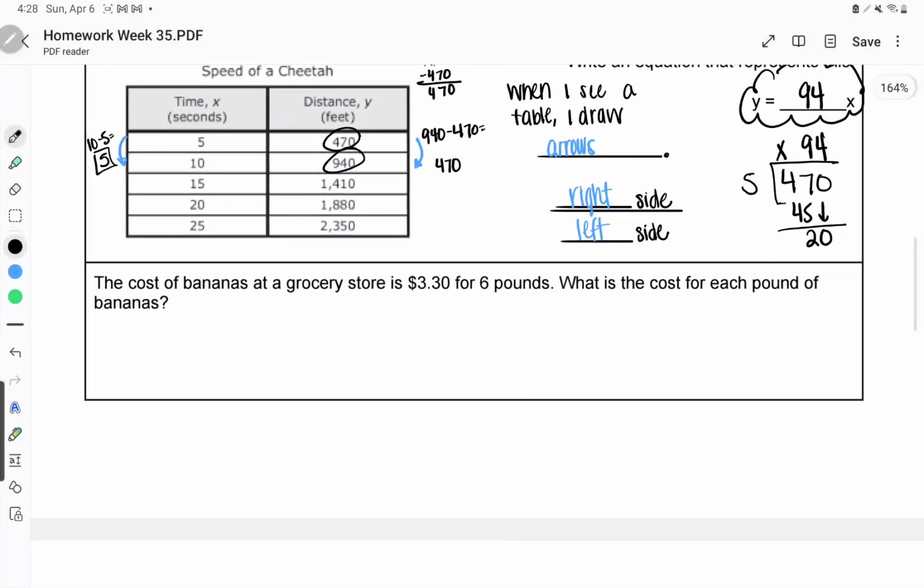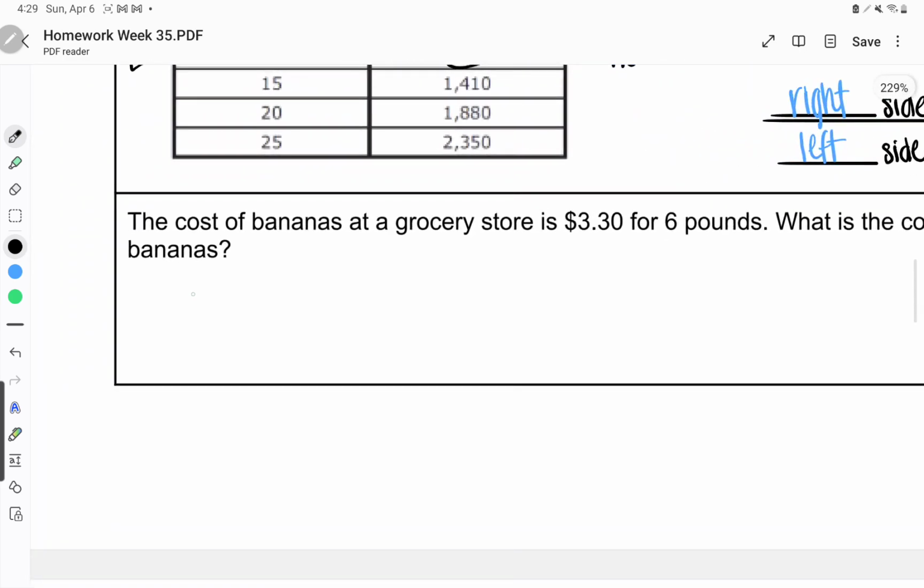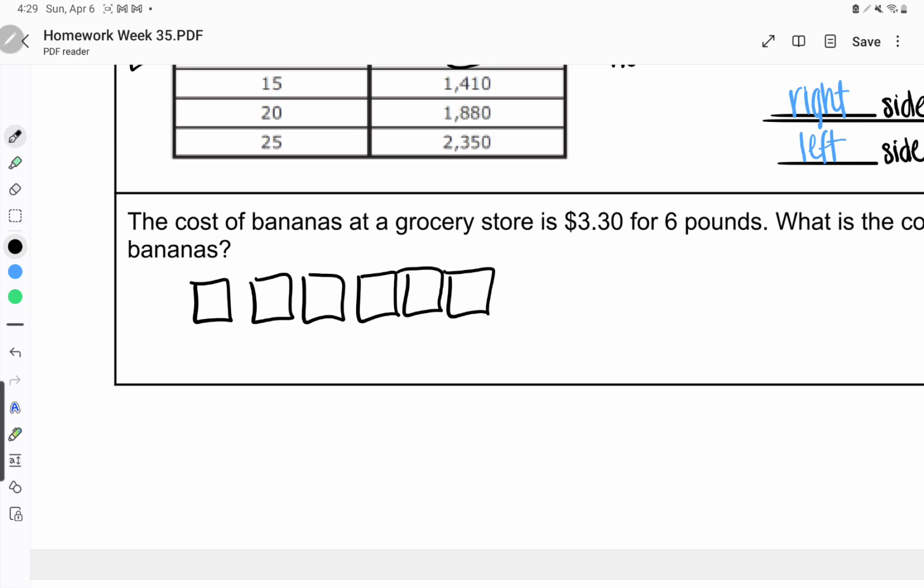All right, this one says, the cost of bananas at the grocery store is $3.36 for 6 pounds. What is the cost for each pound of bananas? So what would I do? I would divide. I know that 6 pounds of bananas, 1, 2, 3, 4, 5, 6. Yeah, that's 6. Okay, it's not saying that it's $3.30 for each one. That is not what it's saying. It is saying for the whole thing, it is $3.30.